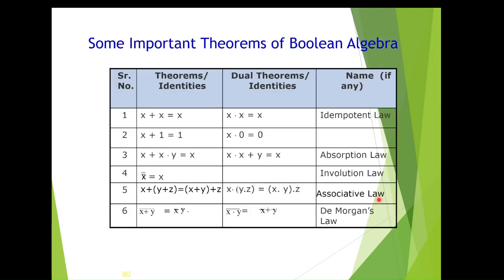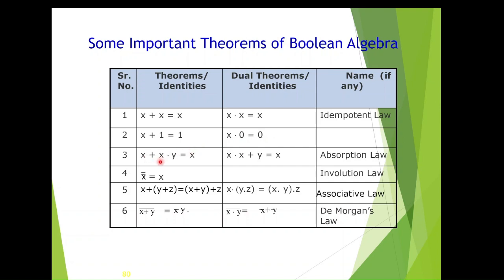And we have some important theorems of Boolean algebra. That is, x plus x is equal to x, and x dot x is equal to x, because x can have only two values, 0 and 1. 0 plus 0 is 0, 1 plus 1 is 1. Similarly, x plus 1 is equal to 1. This is very important. When you are applying simplification, we will be applying this law. x plus 1 is equal to 1, that is, 1 plus any variable is equal to 1. Similarly, x dot 0 is equal to 0.